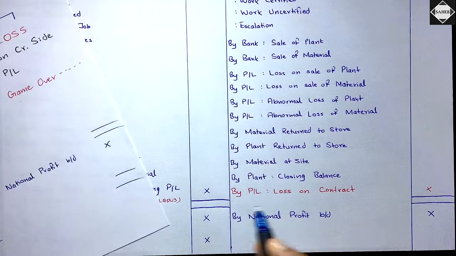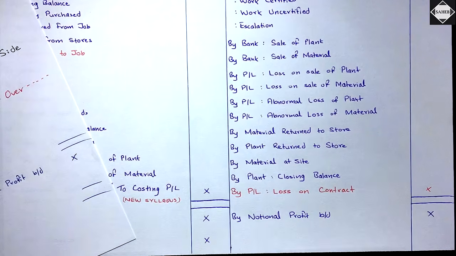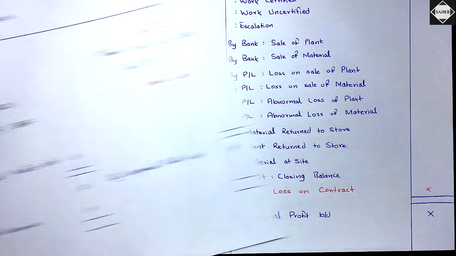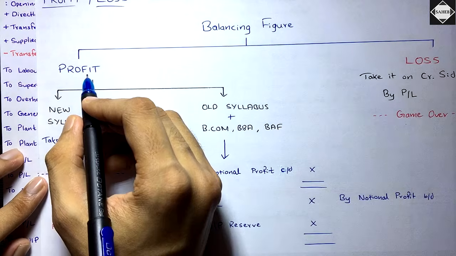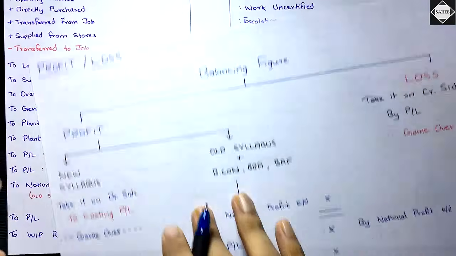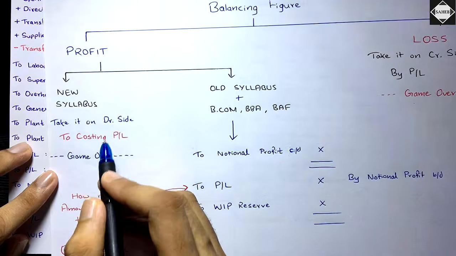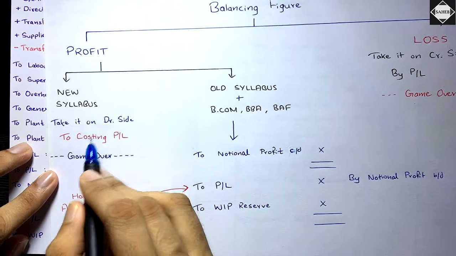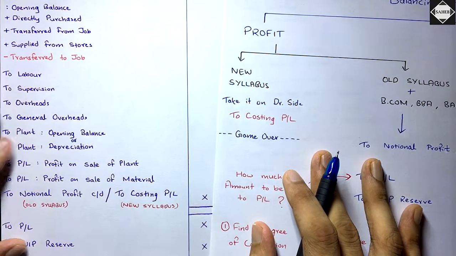If you get a balancing figure on the credit side, that's your loss on contract, and you just have to take the entire figure. Game over. But if you get a profit on the debit side as the balancing figure, then the new syllabus students can directly take it to costing profit and loss. Take it on the debit side to costing profit and loss, simple as that for the new syllabus students.